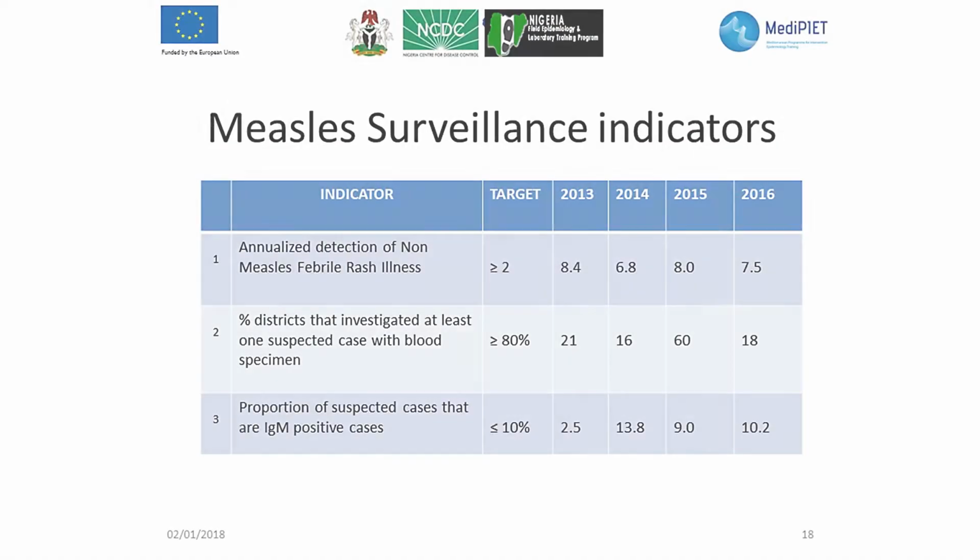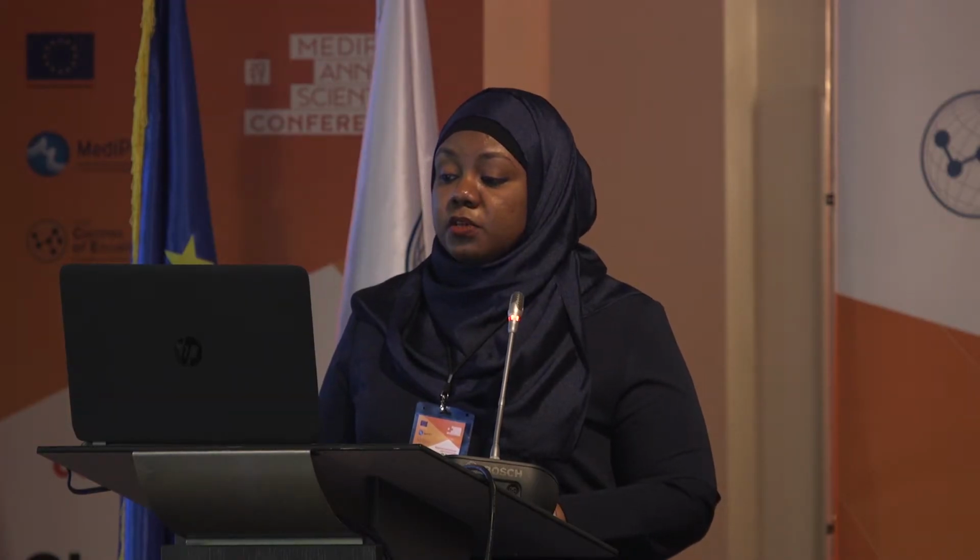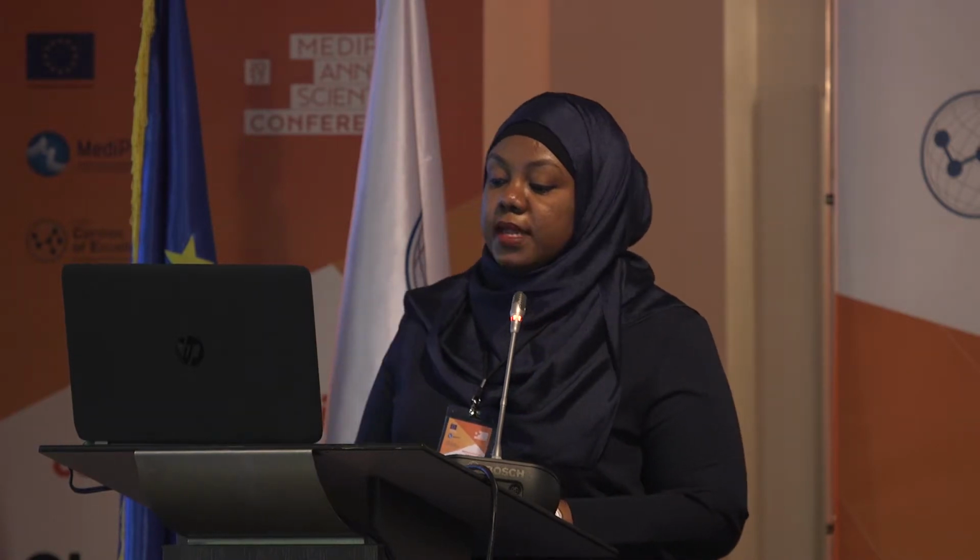This is a table that shows some of the key measles surveillance indicators that were calculated. For the annualized detection of non-measles febrile rash, the target is greater than or equal to 2, and in all the years under review, the target was met. However, if we look at the proportion of suspected measles cases that are IgM positive, the target was not met in all the years under review.